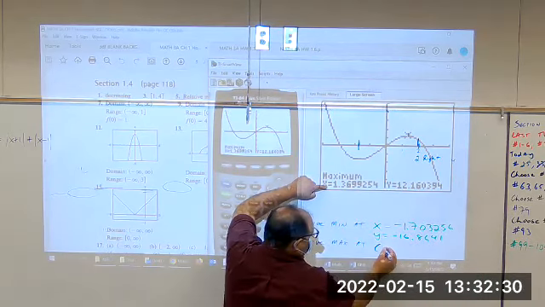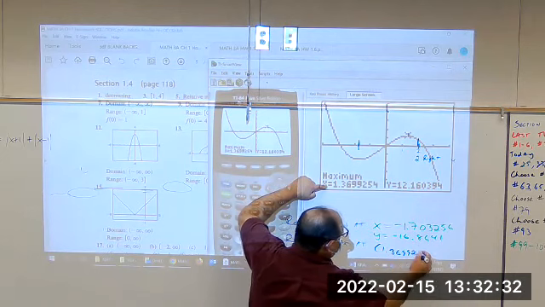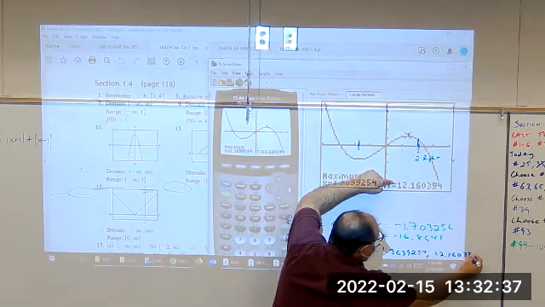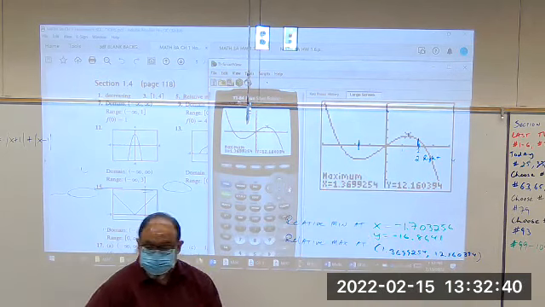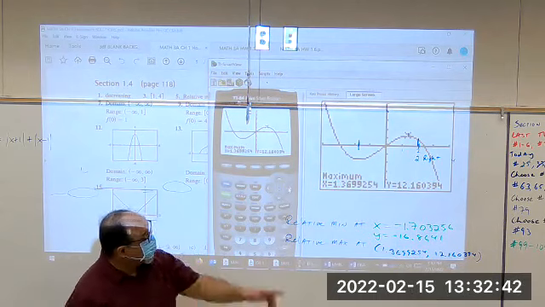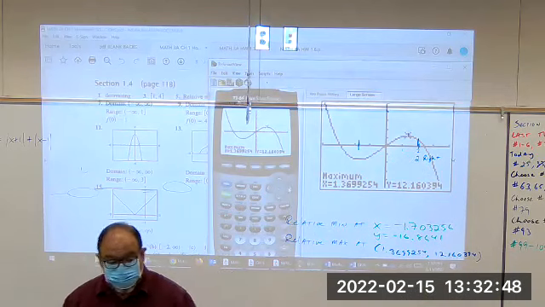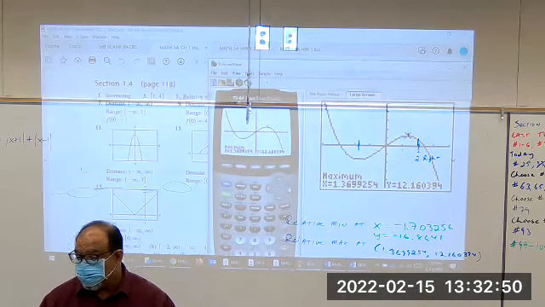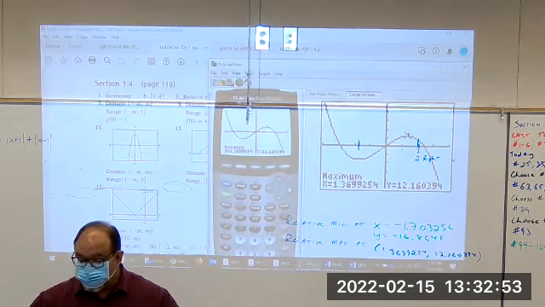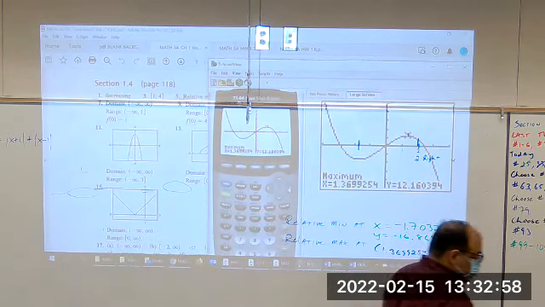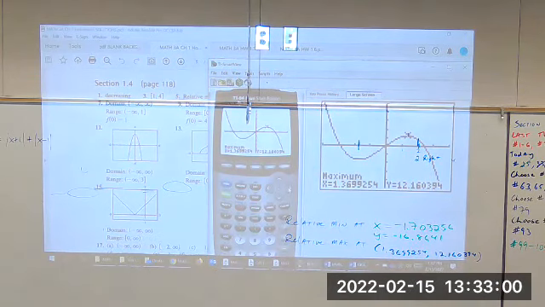So 1.369924, comma, 12.160394. So technically, when I do left bound, right bound, I know it's somewhere between 1 and 2. I just hit left bound, punch in a 1, hit enter. Right bound, punch in 2, hit enter, and then hit enter again for the guess. It'll give you the maximum. Okay. Sometimes I take you down the long road so you appreciate the shortcuts, because there's no way to appreciate a shortcut unless you've done the long way.